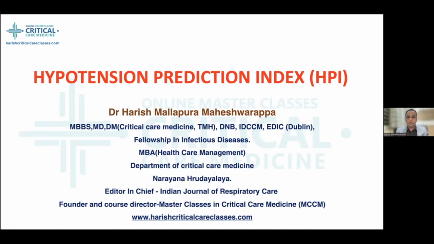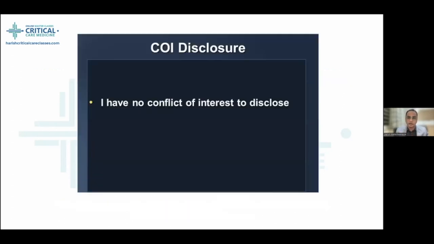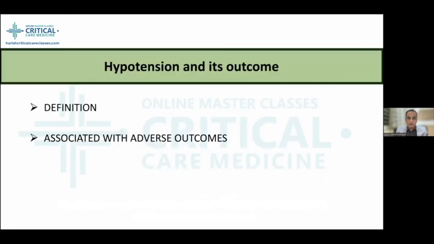So in the next 12 to 15 minutes, we'll try to go through why it is important, what monitoring device we can get this parameter called hypotension prediction index from, what its working principle is, what the evidence is, and what the limitations of using this hypotension prediction index are. I don't have any conflict of interest here.